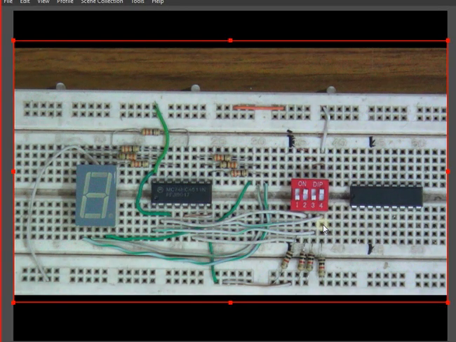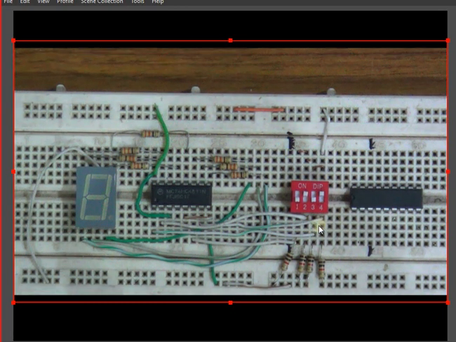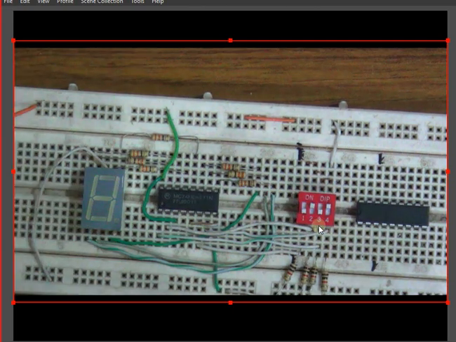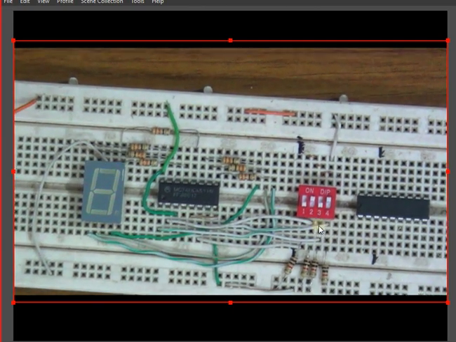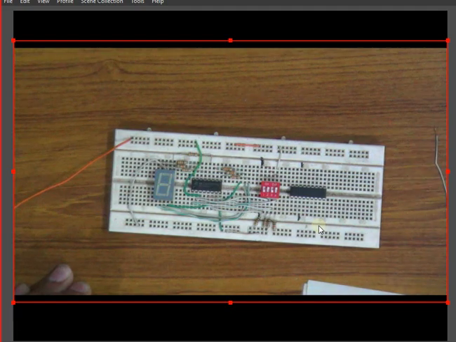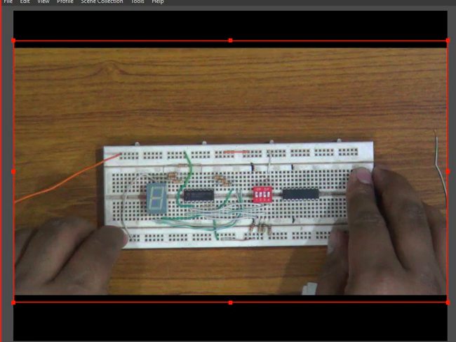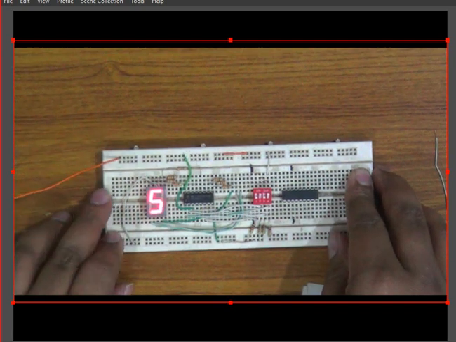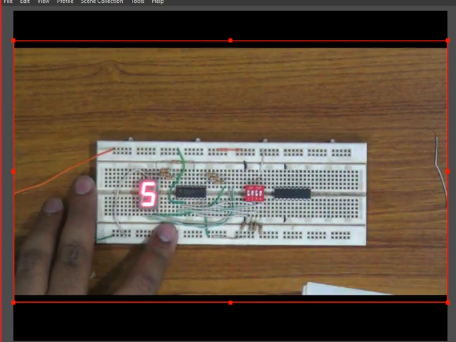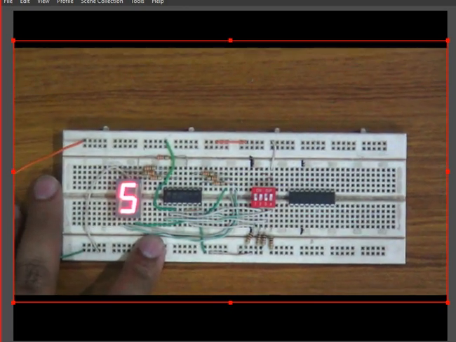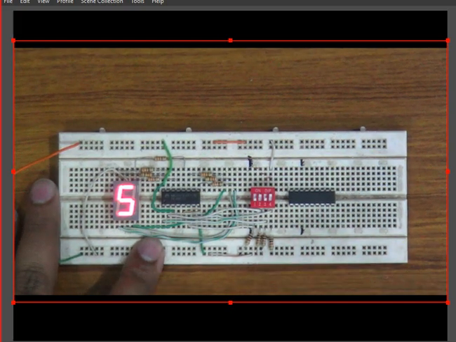I will just connect my power supply with this 5 volts, and I hope everyone can have a look on this one. So this is my 5 volts I'm connecting. Let me just zoom out a little. You can see already, because some switches were on. Let me just zoom in a little bit more. Okay, I hope everyone can have a look.